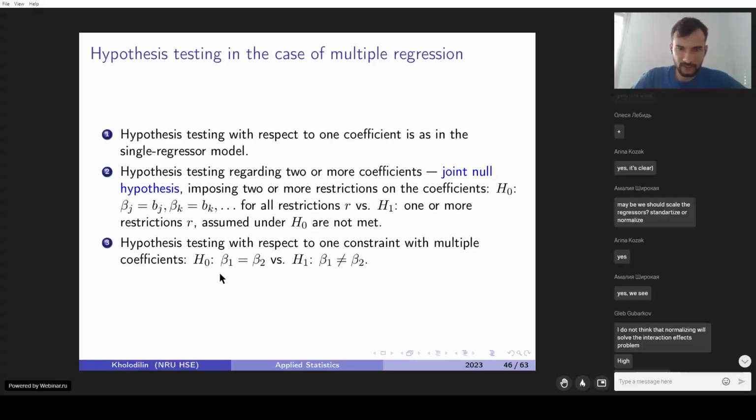Another example you can test is the hypothesis that two regressors have coefficients that are equal to each other or not equal. You just need to be a bit careful here about how you formulate your hypothesis.